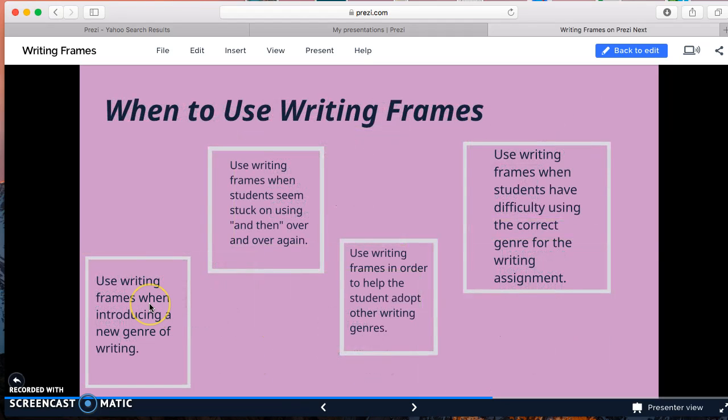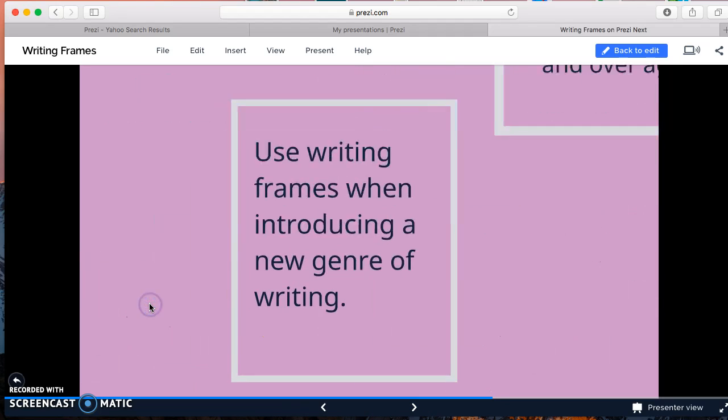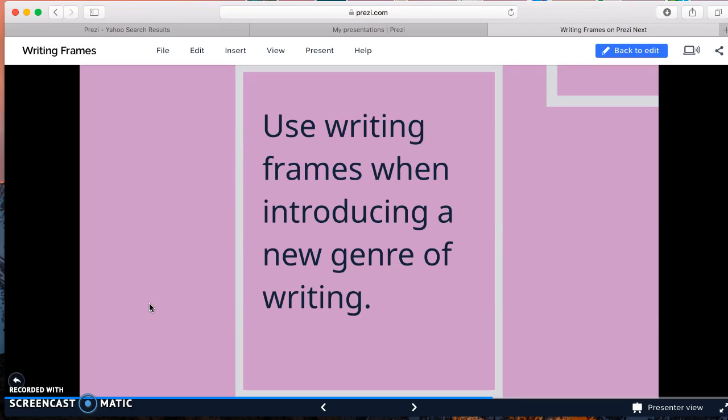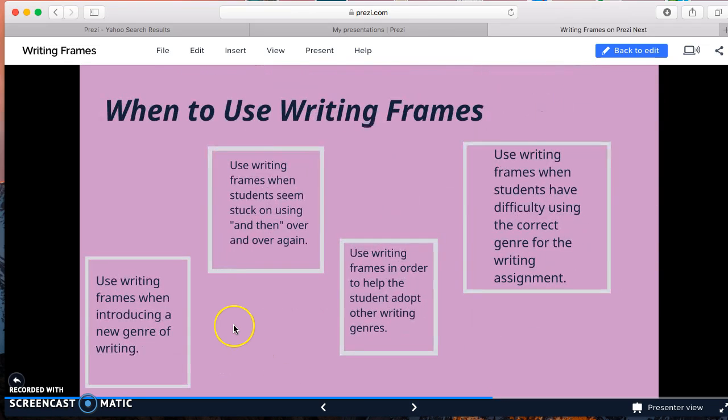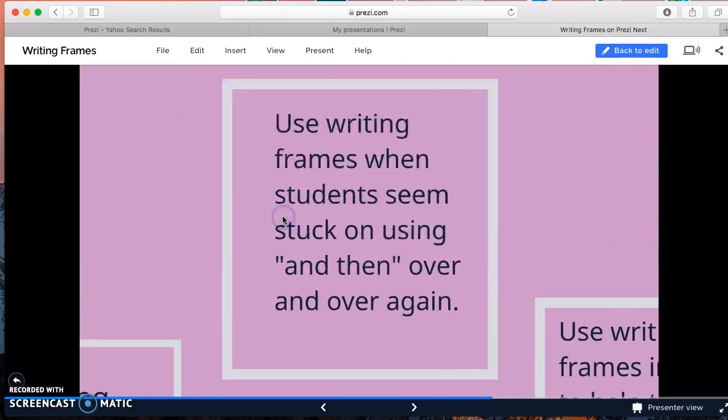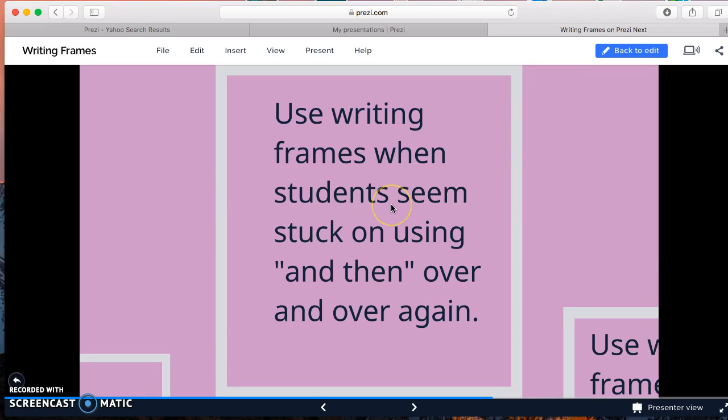Okay, when to use writing frames. Use writing frames when introducing a new genre of writing. So you have your narrative writing, your persuasive writing, and other various forms of genres that students need to be able to write. Use writing frames when students seem stuck on using the same genre over and over again.